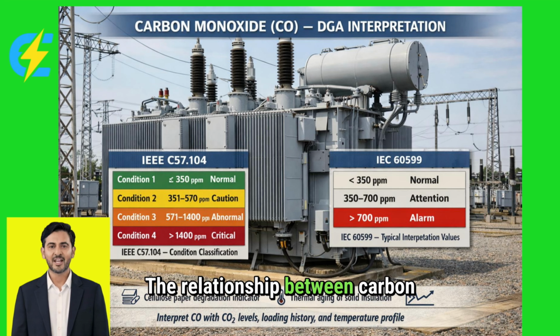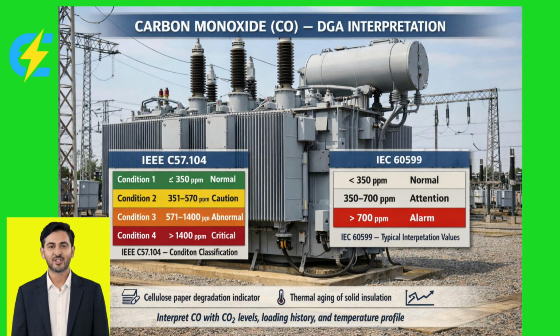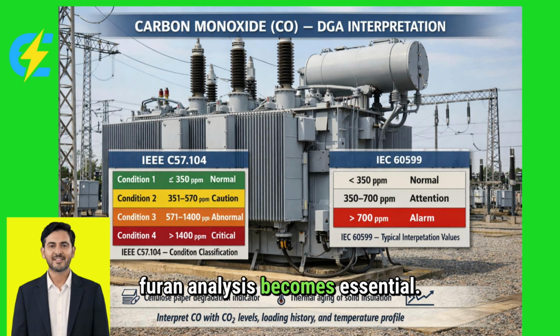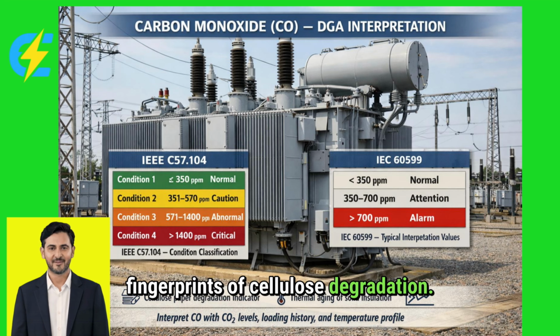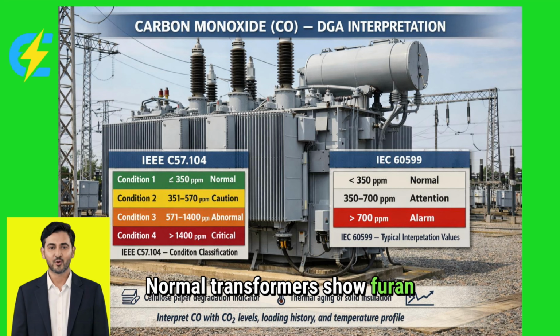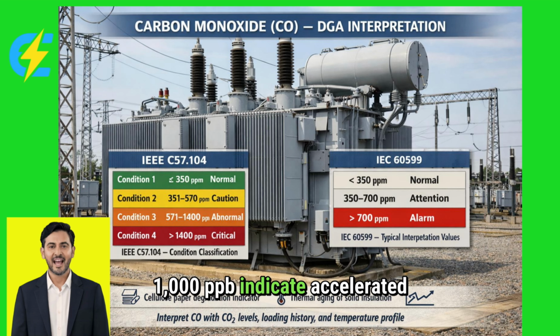The relationship between carbon monoxide and furans provides even deeper insights into insulation condition. When carbon monoxide levels are elevated and increasing, furan analysis becomes essential. Furans are the chemical fingerprints of cellulose degradation. Normal transformers show furan levels below 100 parts per billion. Levels between 500 and 1000 ppb indicate accelerated aging, while levels above 1500 ppb suggest high risk of insulation failure.